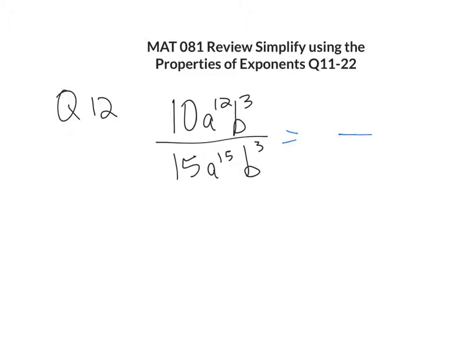10/15 can simplify to 2/3 by dividing them both by 5. For a's, we see that the bottom is bigger. It has more a's, so that means our a's are going to be left over in the bottom. So 15 minus 12 is 3. And then b to the third and b to the third actually cancel out, so b is gone. I'm going to rewrite this so it looks a little nicer. We end up with 2 over 3a cubed.